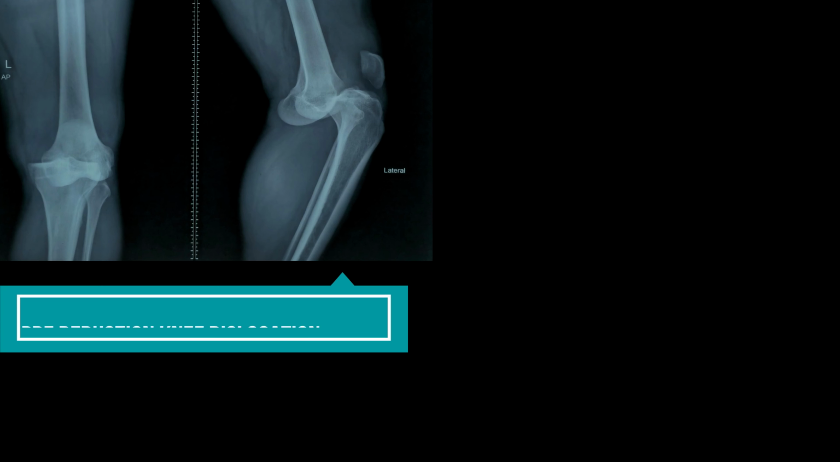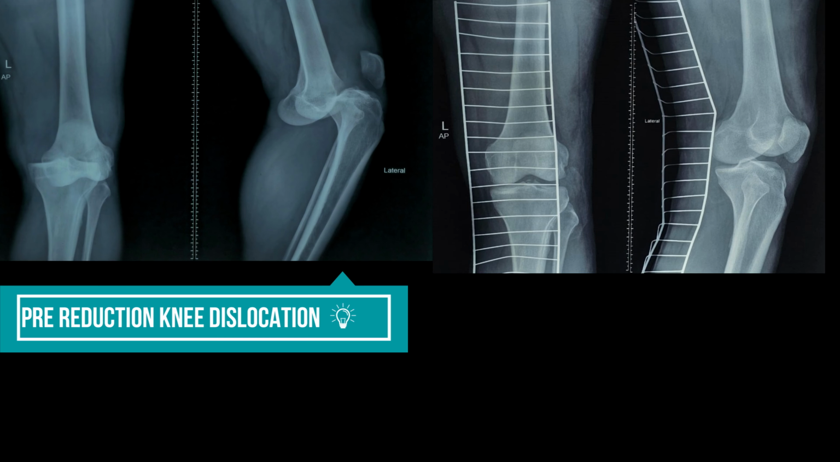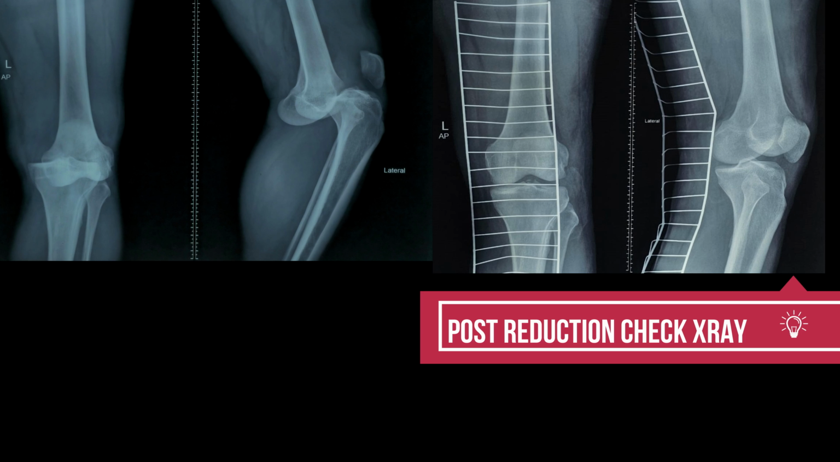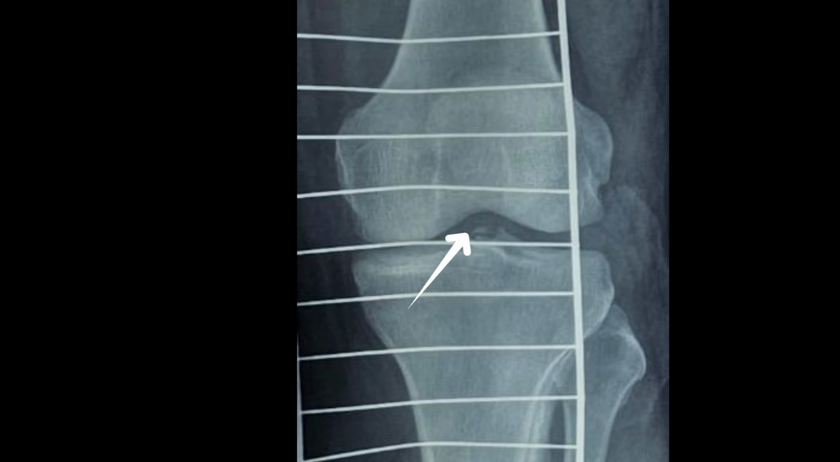After application of the Kramer wire splint, the patient will be sent again for a check X-ray to confirm the reduction. On the left hand side of the screen we have the pre-reduction X-ray where we see the knee dislocation, and on the right hand side you can see the post-reduction check X-ray where we find that the knee dislocation has been reduced. Now if we see the X-ray carefully in the AP view, we find that there is an avulsion fracture in the area of the tibial spine, indicating an avulsion injury of either the ACL or the PCL.